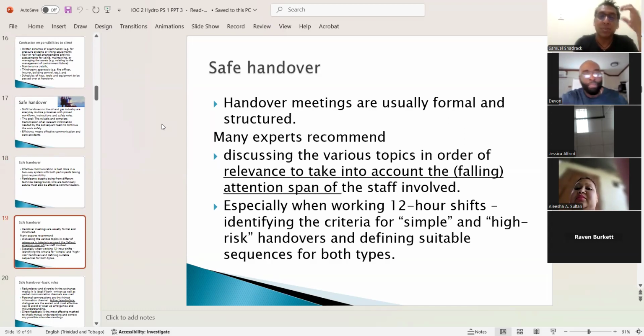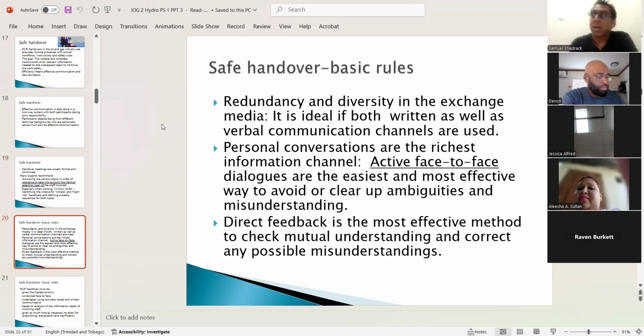Handover meetings are usually formal and structured. Many experts recommend discussing the various topics in order of relevance, to take account of the falling attention span of the staff involved, especially when workers are working 12-hour shifts. Identifying the criteria for simple and high risk handover and defining suitable sequences for both types.